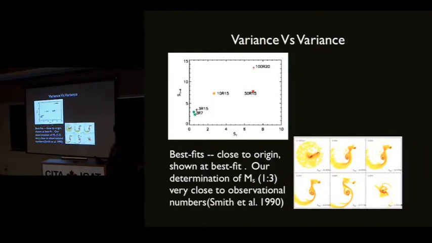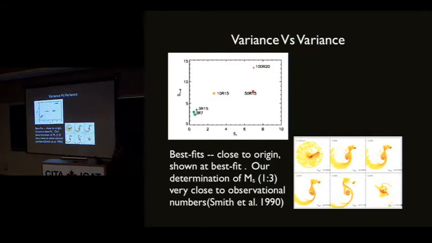I'm plotting here the variance of Fourier mode 1. So this is A_N1 of our data minus A_N1 of our simulation, whole squared, summed over all R. And the same thing on the y-axis, except that I'm adding it all in quadrature. So it's variance versus variance on both axes. On such a plot, the best fits are going to be close to the origin.